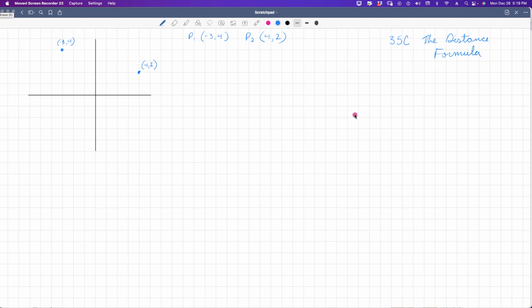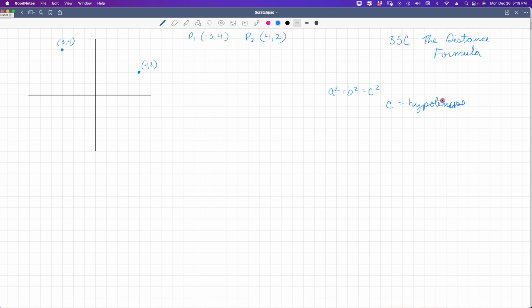So we're in 35C. We're going to talk a little bit more about the distance formula. We touched on that briefly in the first part of this lesson. We're going to spend some time really looking at it right now. So the distance formula is a version of Pythagoras' theorem. We know Pythagoras' theorem is a squared plus b squared equals c squared, where c is equal to the hypotenuse, right?